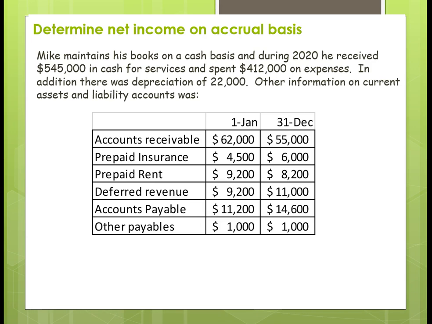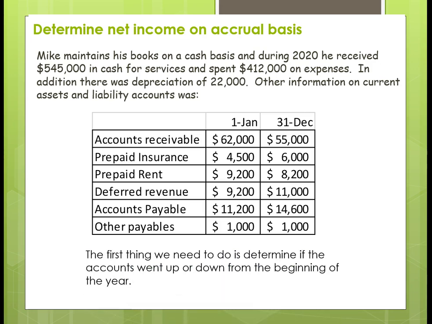Now we're going to look at an example. Mike maintains his books on a cash basis, and during 2020 he received $545,000 in cash for services and spent $412,000 on expenses. In addition, there was depreciation of $22,000, and other information on current assets and liabilities, because that's the only thing you would be looking at. Now, what we need to do with this information, we have the beginning of the year balance and the ending year. First thing we need to do is determine which accounts went up or down from the beginning of the year.